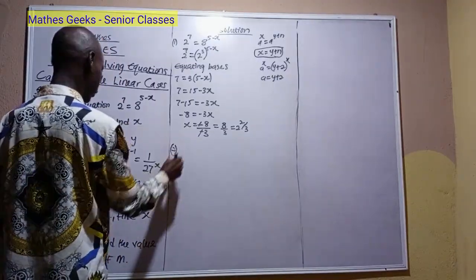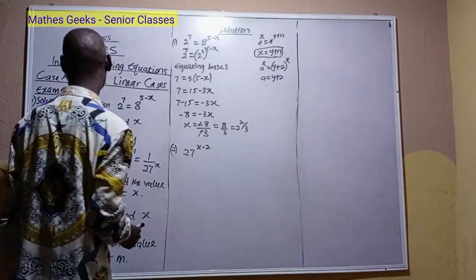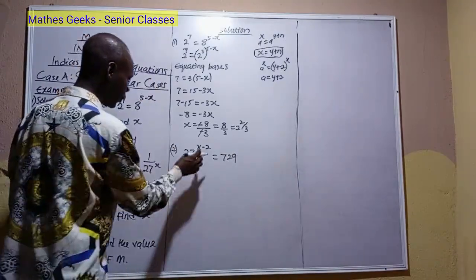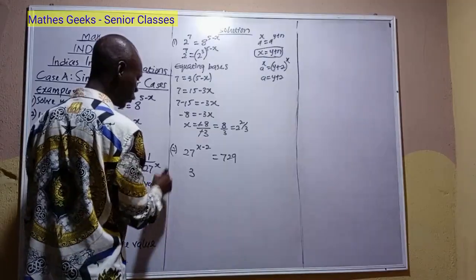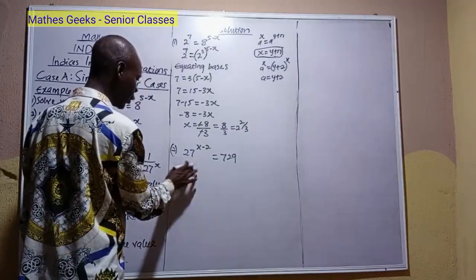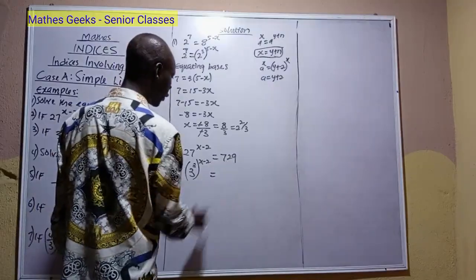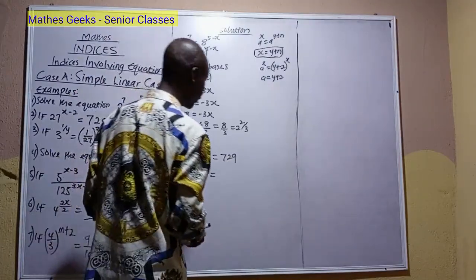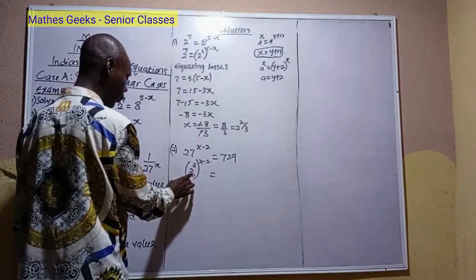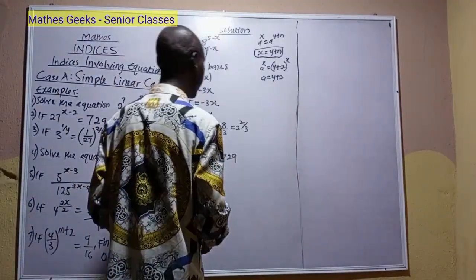And number 2. If 27 to the power x minus 2 is equal to 729, find x. So we can get 27 in the basic form as 3 raised to the power 3, and that will be to the power x minus 2. So let's also get 729 to the basic form. Since it's an equation, we want both bases to be the same. So let's get the value of 729 in base 3.